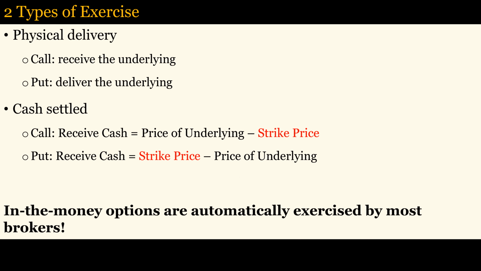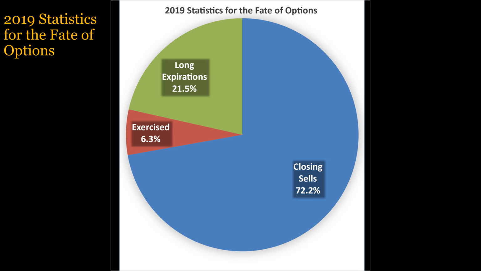In-the-money options are automatically exercised by most brokers, even if they are only in the money by a single penny. So, you must ensure that you have sufficient funds to cover your exercised options. Most brokers will send you alerts on in-the-money options. If you don't have the funds, you must sell the options before expiration. Very few options are exercised. Most option positions are closed before expiration, which is done to minimize losses or to maximize profits.